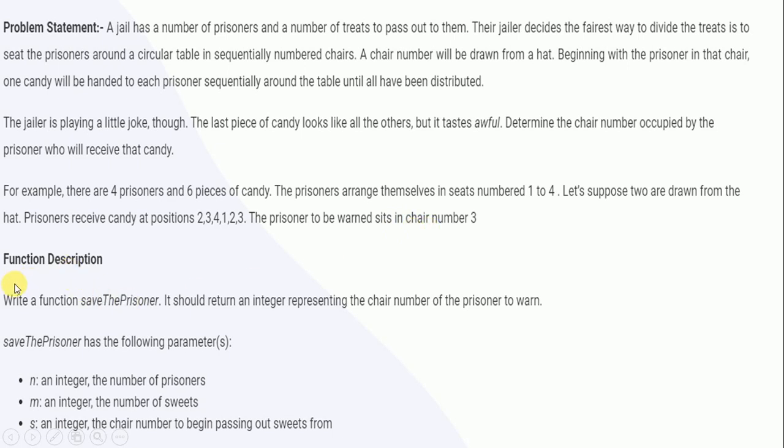Now the function description. Write a function saveThePrisoner. It should return an integer representing the chair number of the prisoner to be warned. saveThePrisoner has the following parameters: n, an integer, the number of prisoners, so n will be equal to the number of prisoners. m, an integer, the number of sweets, so m will be equal to the number of sweets. And s, an integer, the chair number to begin passing out sweets from. So we can say s will be the number that will be drawn from the hat, because the chair number to begin passing out sweets will be equal to the number drawn from the hat.